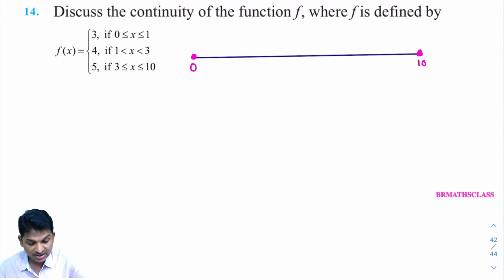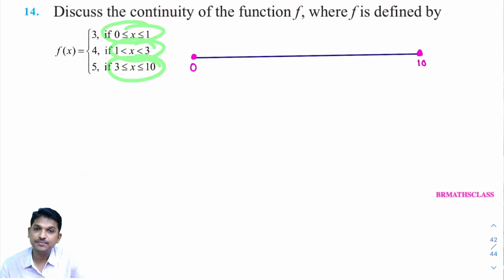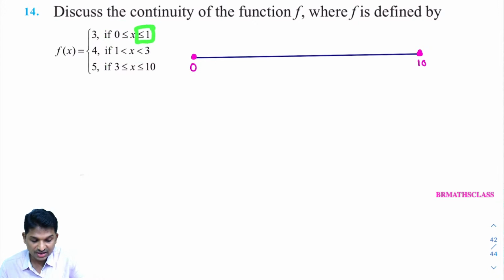Now, where is the function varying? You observe where the function is varying. At x equal to 1, the function is varying. At x equal to 3, the function is varying. Right? So I'll mark this 1 and 3 also on the number line. I'll mark these things also on the number line.